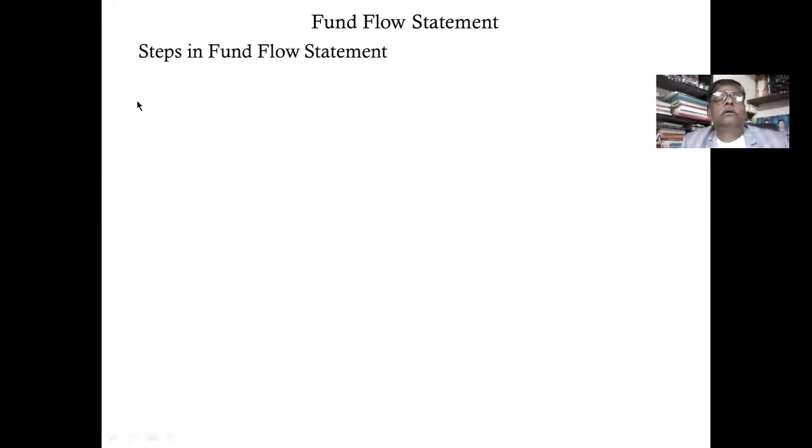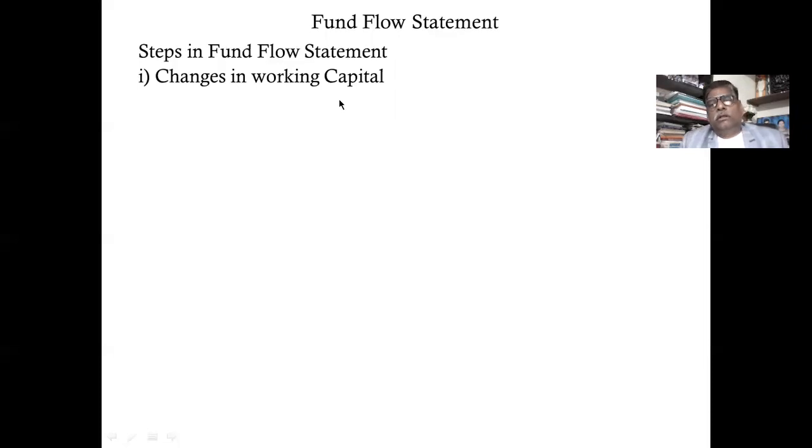Okay, today we see how to prepare fund flow statement. What are the steps we have to follow in preparation of fund flow statement? Regarding this fund flow statement, first requirement is you have to prepare the changes in working capital. First requirement is change in working capital.